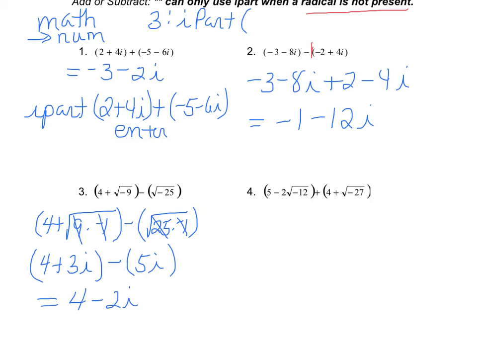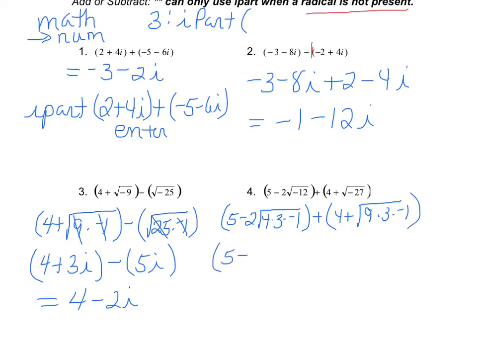Let's take a look at number 4. Number 4, we can't use iPart because there are radicals present. So let's see if we can simplify those radicals so that maybe we can add like terms. Okay, so we have 5 minus the square root of negative 12. 12 is not a perfect square, so let's use 4 times 3 times a negative 1, plus 4 plus the square root of negative 27. 27 is not a perfect square, so we're going to use 9 times 3 times a negative 1.